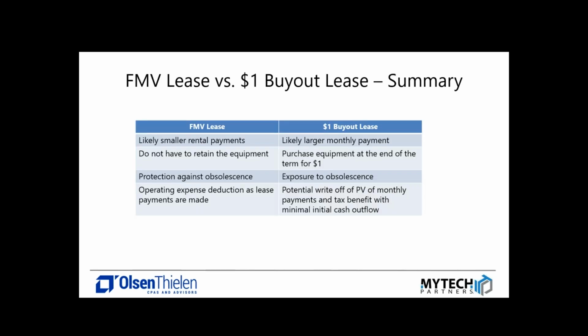This is just kind of a little summary of what I've already discussed. So with the fair market value lease, you've got probably smaller rental payments. You don't have to retain the equipment. You've got protection against obsolescence, and it's an operating expense deduction as the lease payments are made. With a $1 buyout, you've probably got a larger monthly payment. You take possession at the end of the lease term for a bargain. You've got exposure to obsolescence because you're going to take possession of it, and it's a potential write-off of the present value of the monthly payments, and an immediate tax benefit with minimal initial cash outflow.